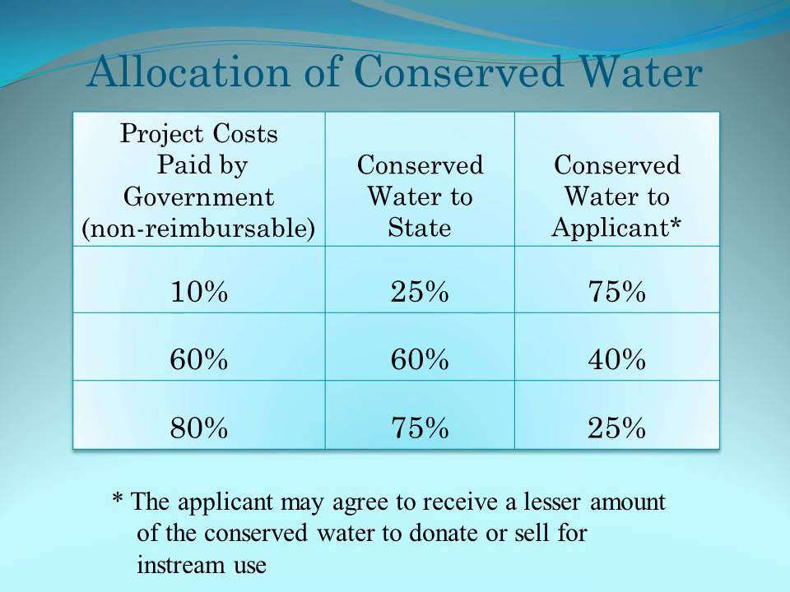However, in no event shall the applicant receive less than 25% of the conserved water unless they voluntarily agree to do so. For instance, if OWEB provided 80% of the project costs, the state would receive 75% of the conserved water, and the applicant would receive 25%. Non-reimbursable federal or state funds may encompass funds or grants from NRCS, NIFWF, OWEB, and soil and water conservation districts.